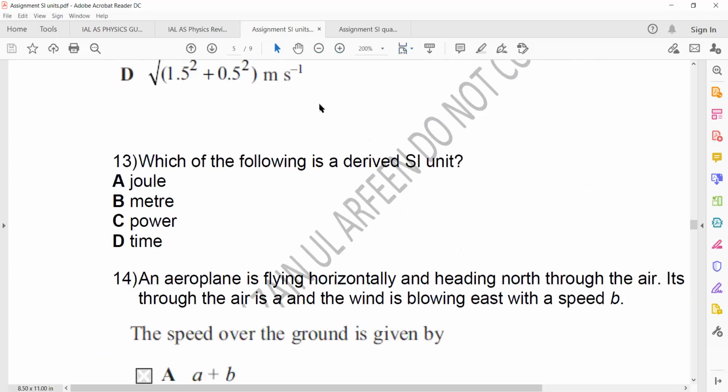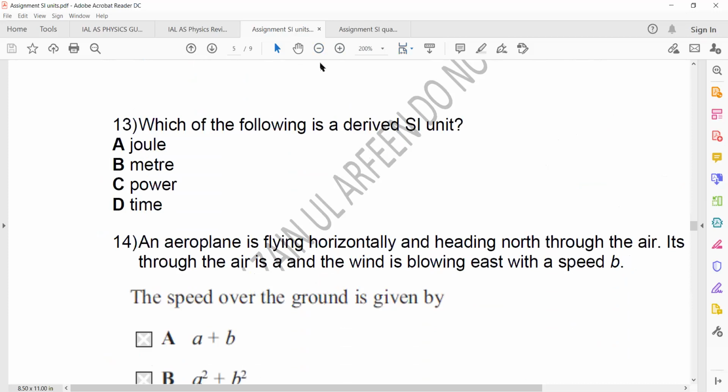Which of the following is a derived SI unit? There is an SI unit and an SI quantity. A quantity is the physical quantity, while the unit, for example the unit of time, is second. So time is a quantity and second is a unit. So which one is a derived SI unit, not a quantity?